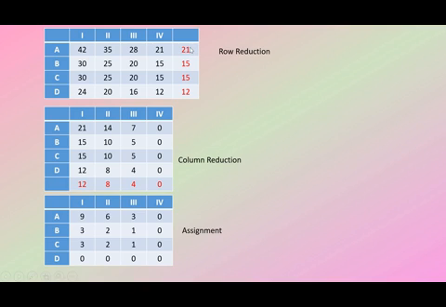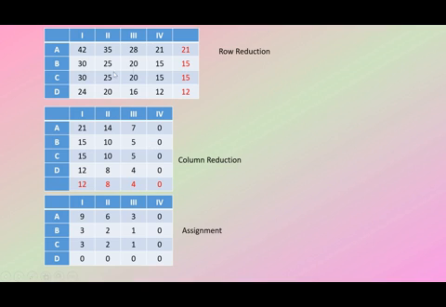Now we are supposed to subtract 21 from 42, 21 from 35, 21 from 28, 21 from 21. So we will see the result. 42 minus 21 is 21. 35 minus 21 is 14. 28 minus 21 is 7. 21 minus 21 is 0. Similarly, coming to the second row, 30 minus 15, 15. 25 minus 15, 10. 20 minus 15, 5. 15 minus 15, 0.